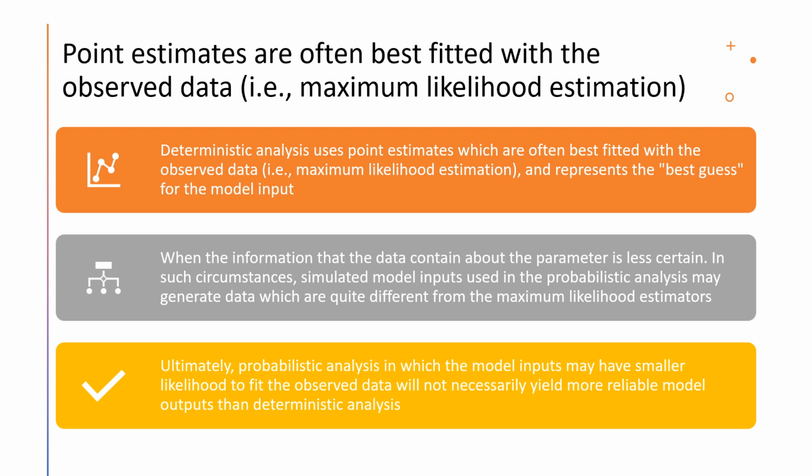Deterministic analysis uses point estimates which are often best fitted with the observed data, maximum likelihood estimation, and represents the best guess for the model input. When the information that the data contain about the parameter is less certain, the parameter estimates may not be precise and thus have a large standard error. In such circumstances, simulated model inputs used in the probabilistic analysis may generate data which are quite different from the maximum likelihood estimators. The expected values of model inputs in probabilistic analyses may be different than those in deterministic analysis.